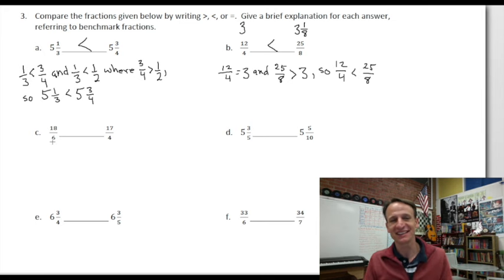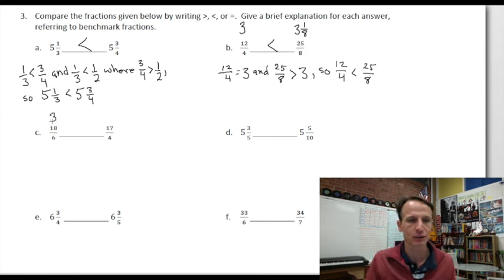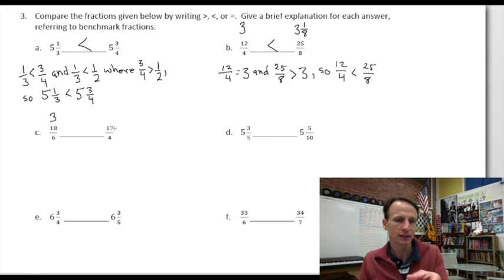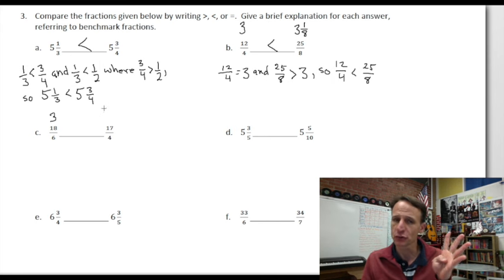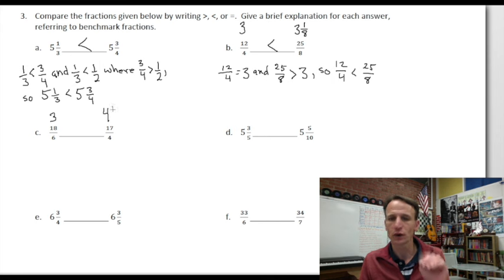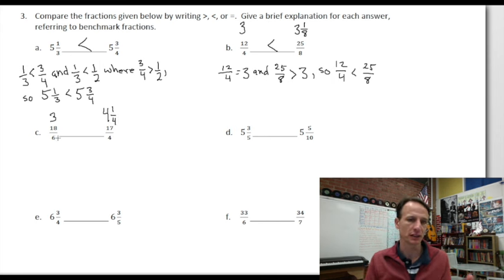All right, 18 divided by 6, we see that. We're getting good at this. That's 3. So this again is equal to 3. Now look at this. 17 divided by 4. 4 times 4 is 16, which leaves one more fourth, doesn't it? And so the benchmark here is, I don't know, 4, we could say.